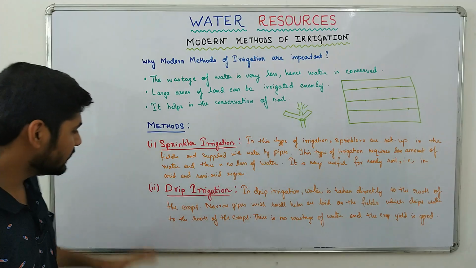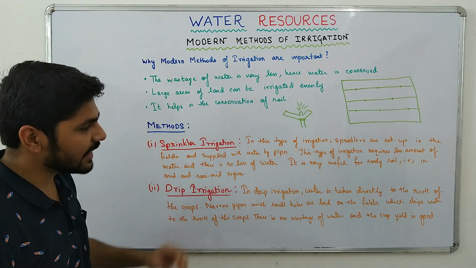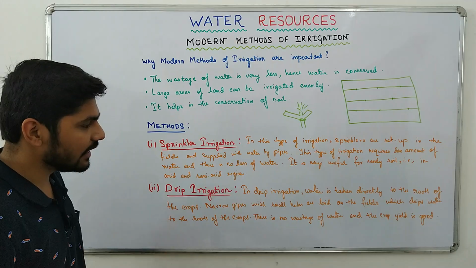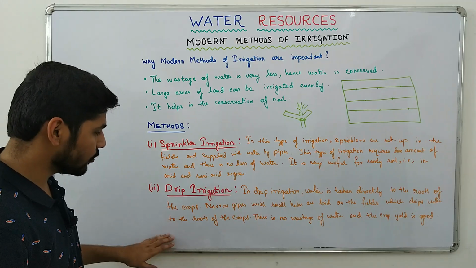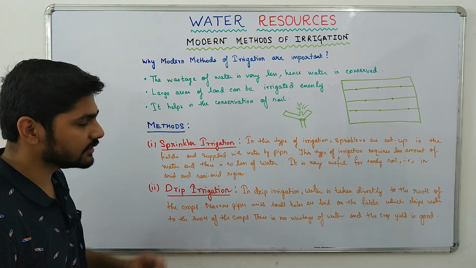Then the second one is drip irrigation. In drip irrigation, water is taken directly to the roots of the crops. Narrow pipes with small holes are laid on the fields which drip water to the roots of the crops. There is no wastage of water and the crop yield is good.